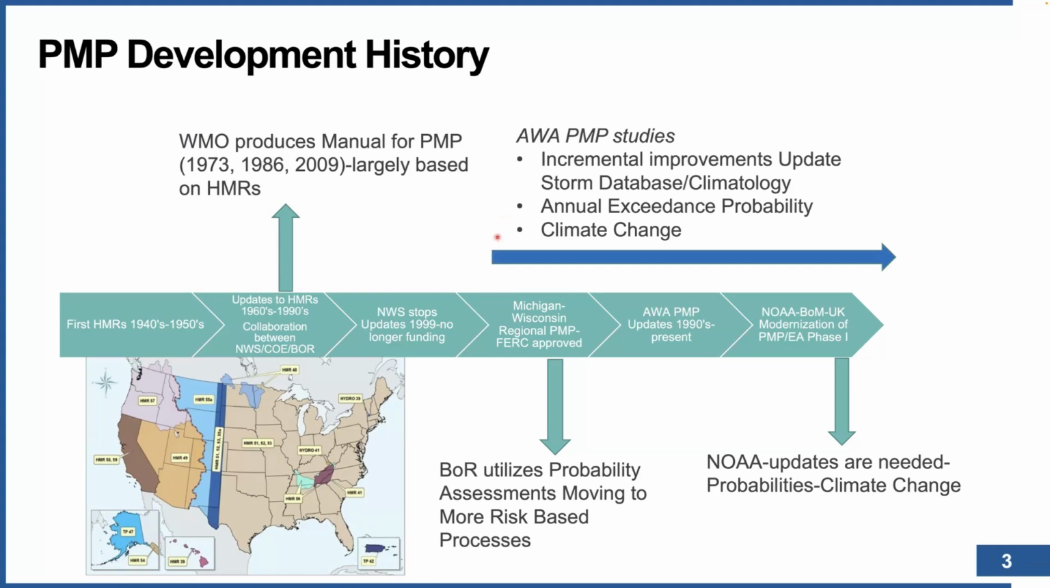And then starting in about the mid-1990s, Applied Weather Associates, my company, started doing probable maximum precipitation studies to update a lot of the work that had been done in different parts of the world and really bring in incremental improvements, update climatologies needed for different calculations, and really lately, in the last 10 years or so, begin to incorporate not only deterministic PMP, but also probability estimations related to annual exceedance probability and climate change assessments. So there's been a long history of this work through the years.